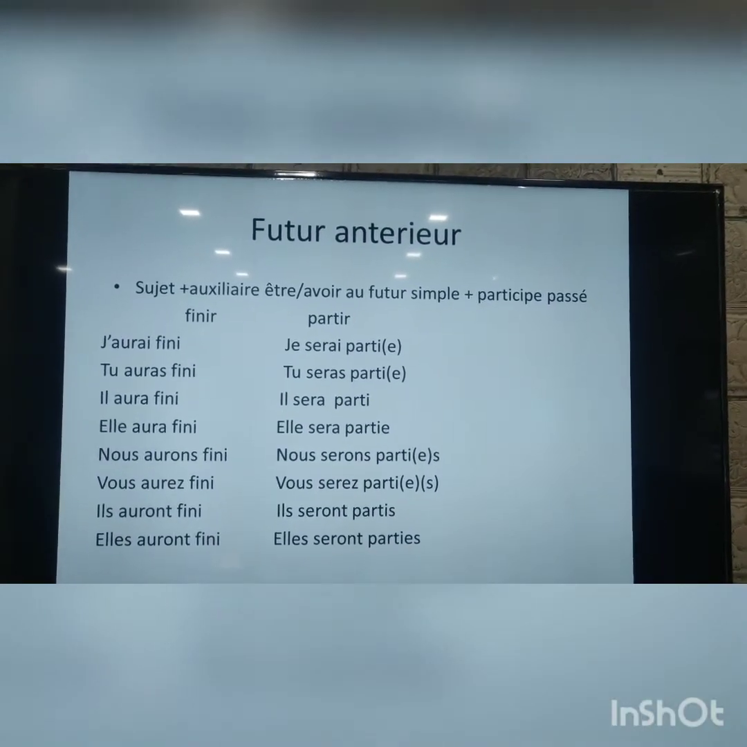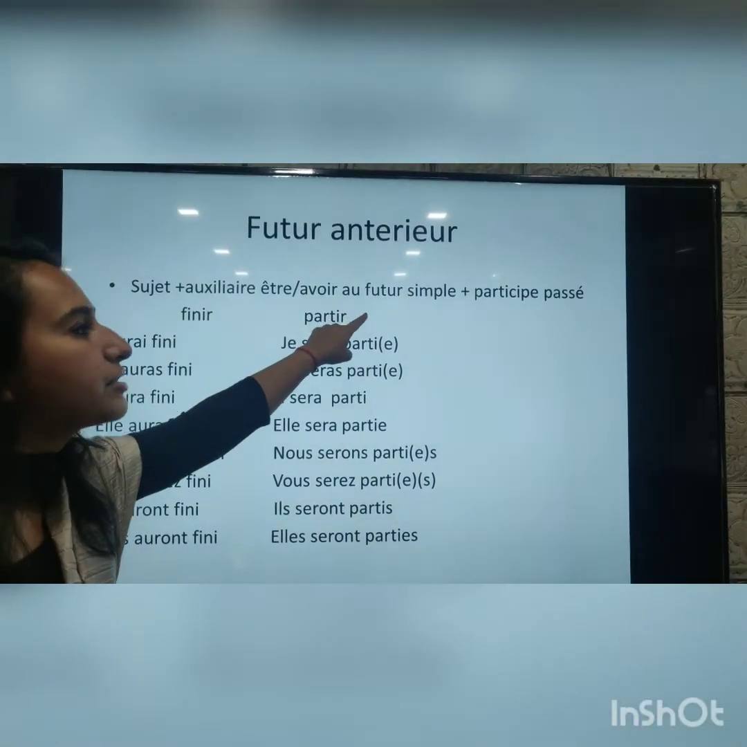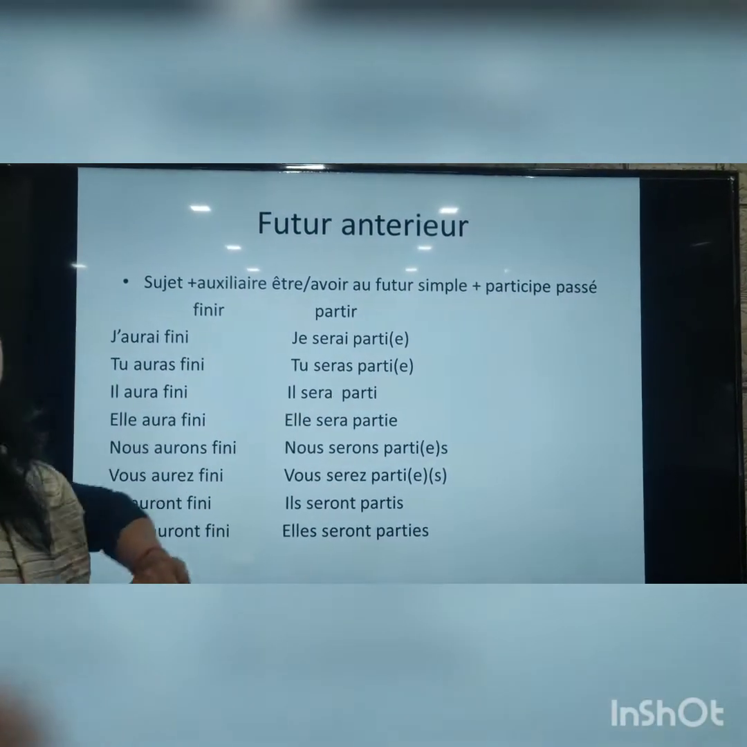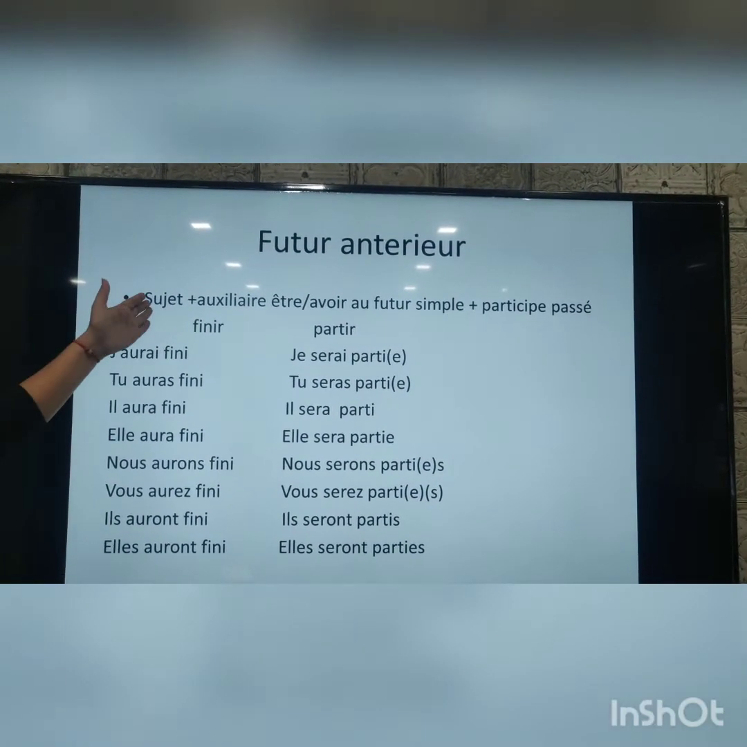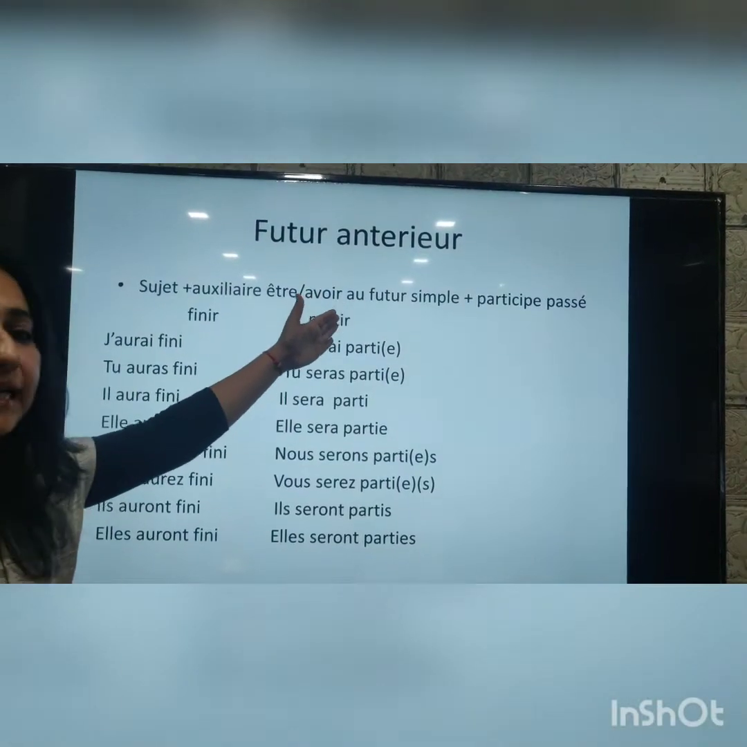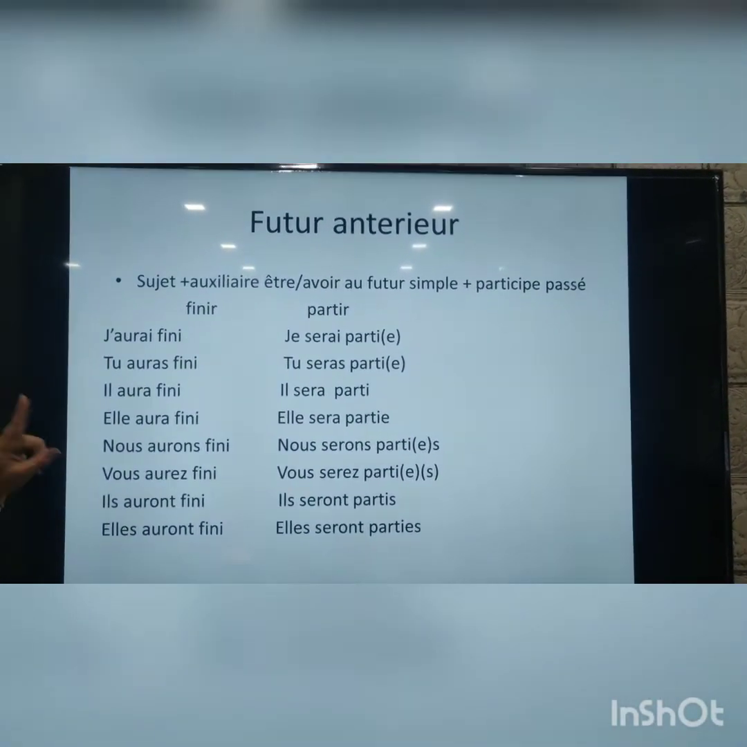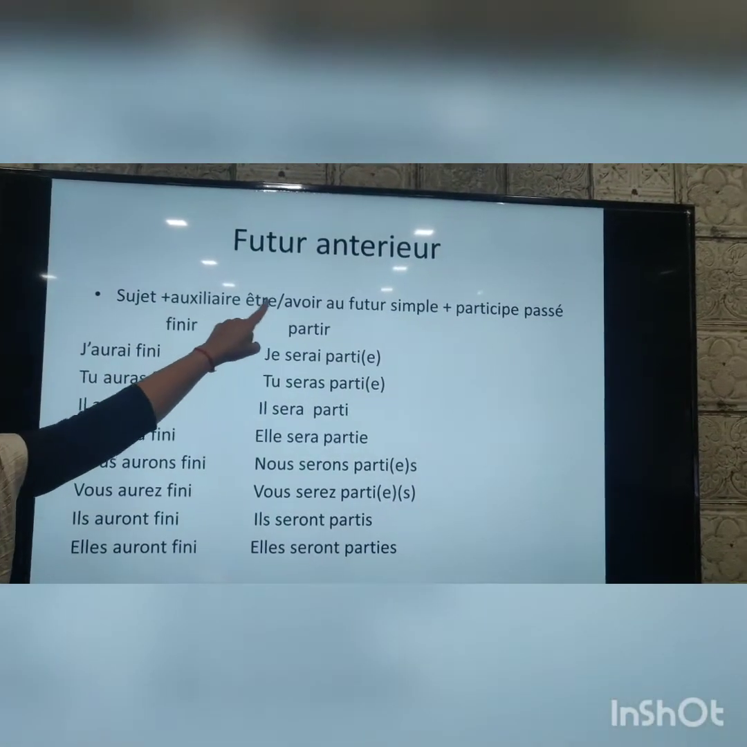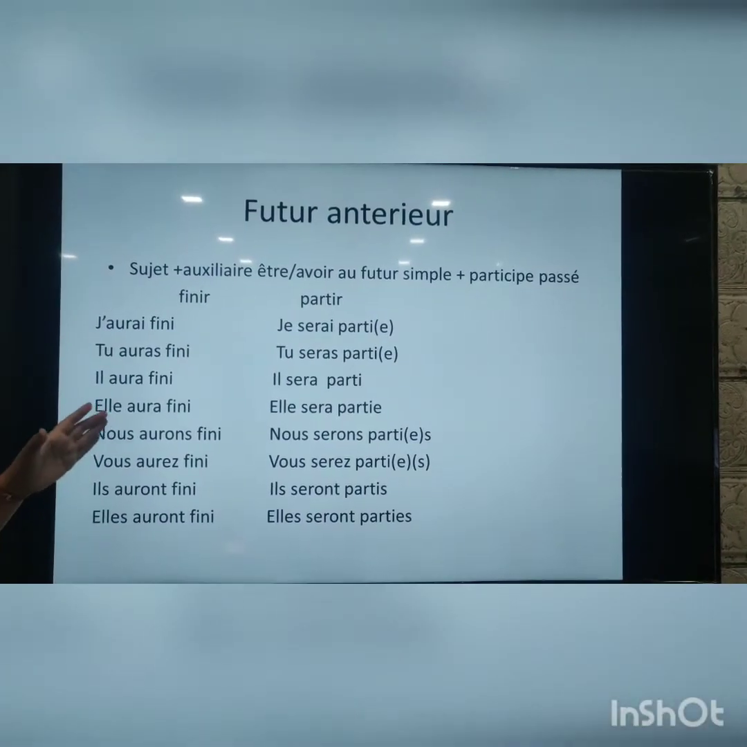Pour la construction du futur antérieur, on utilise auxiliaire être et avoir au futur simple et on met le participe passé du verbe après. So for the construction of futur antérieur, with the subject, we use the auxiliary être and avoir in simple future tense, and with that we use the participe passé form of the verb. You will have to remember that être and avoir will be used in the similar manner as we used to do in passé composé.